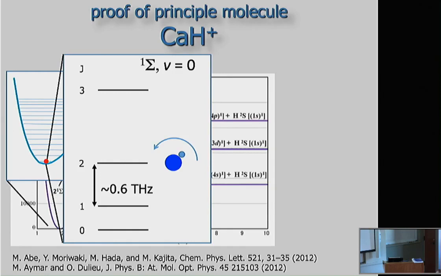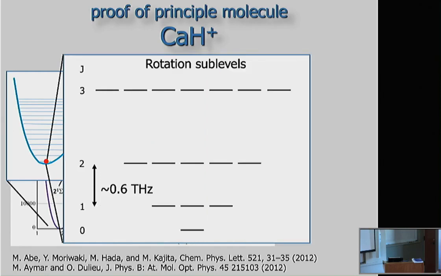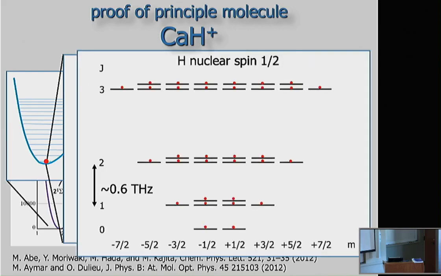So now concentrating on these rotational sublevels from the angular momentum, you probably remember there are M states like this for 1, 2, 3. We also have the proton spin here. So because of the proton nuclear spin, each of these levels is actually doubled here.